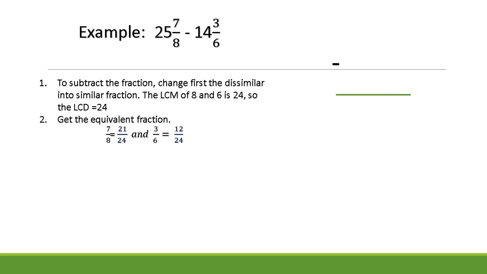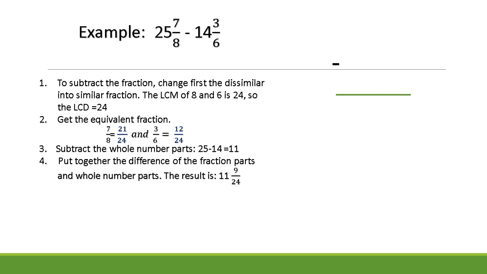Step 2. Get the equivalent fractions. 7/8 is equal to 21 over 24. And 3/6 is equal to 12 over 24. Next, subtract the whole number parts. 25 minus 14 equals 11. Step 4. Put together the difference of the fraction parts and the whole number parts. The result is 11 and 9/24. Step 5. Simplify the fraction part if possible.